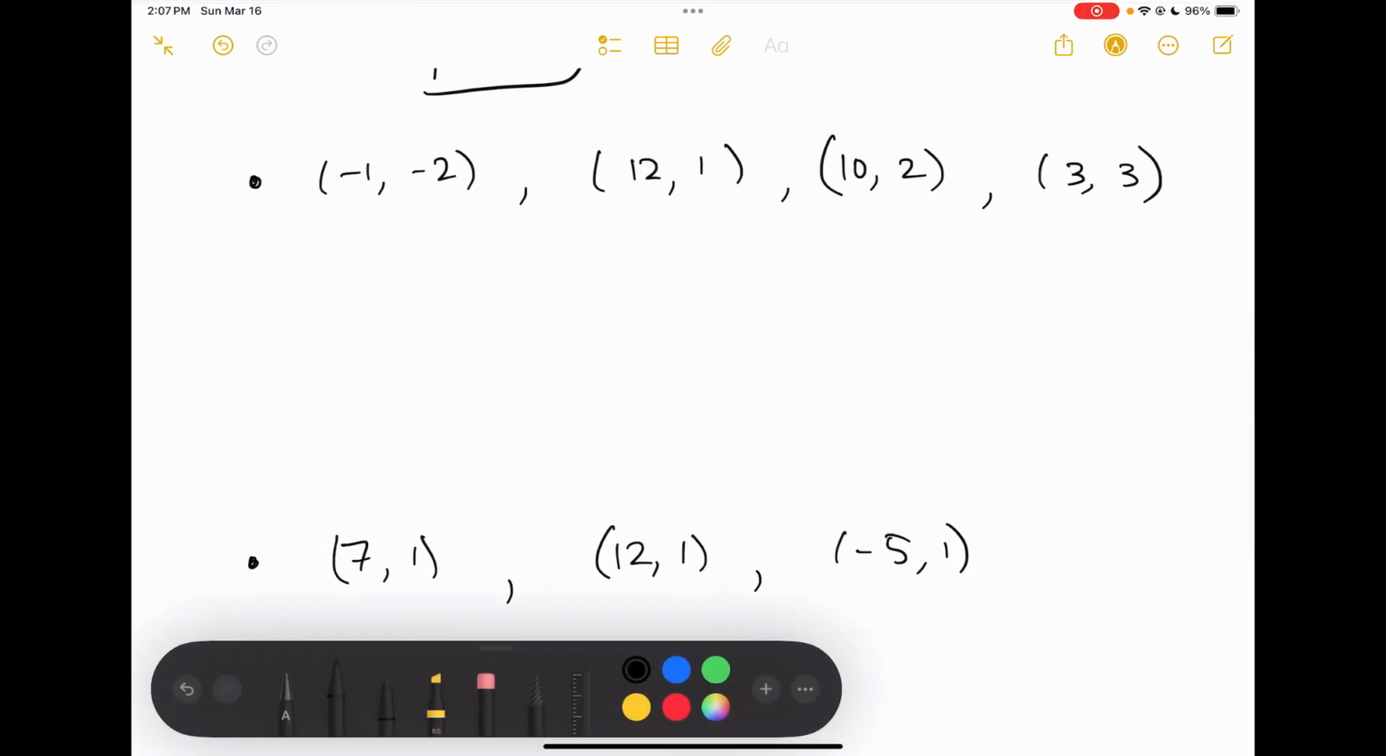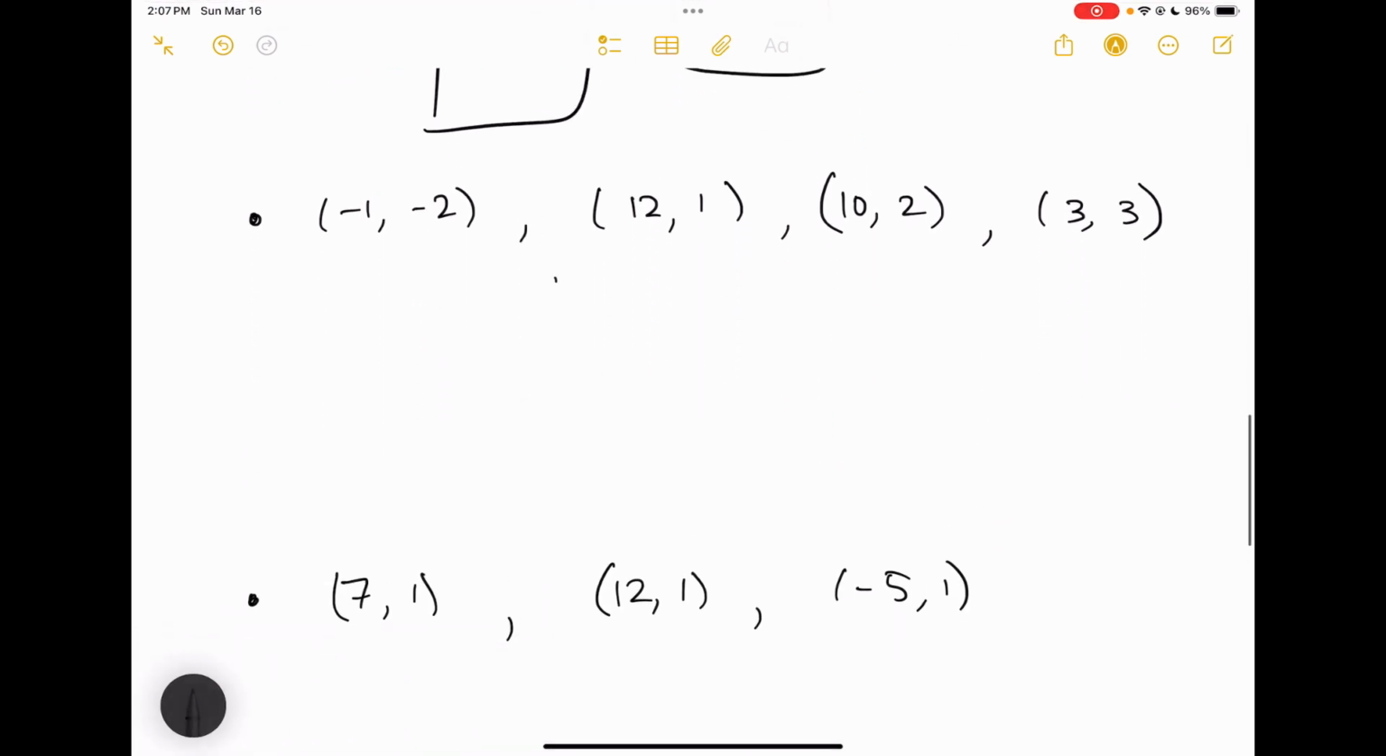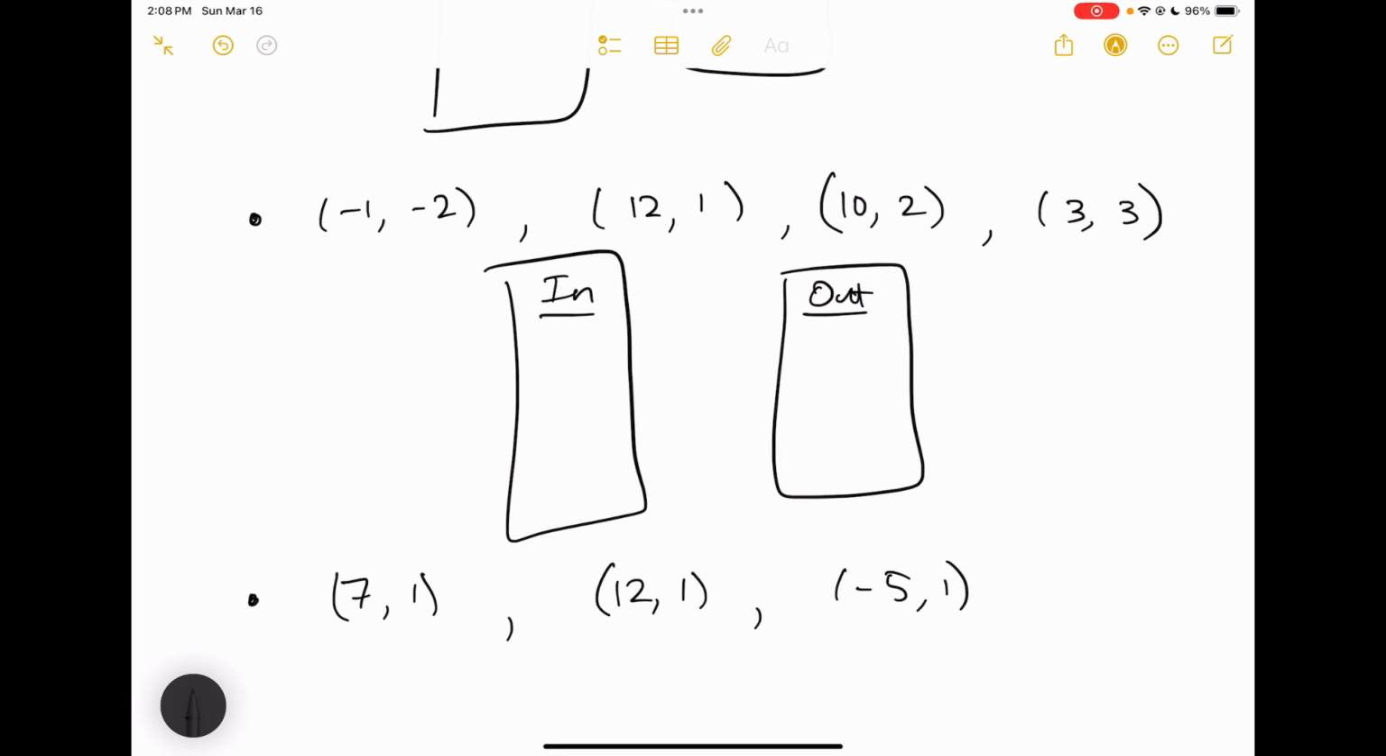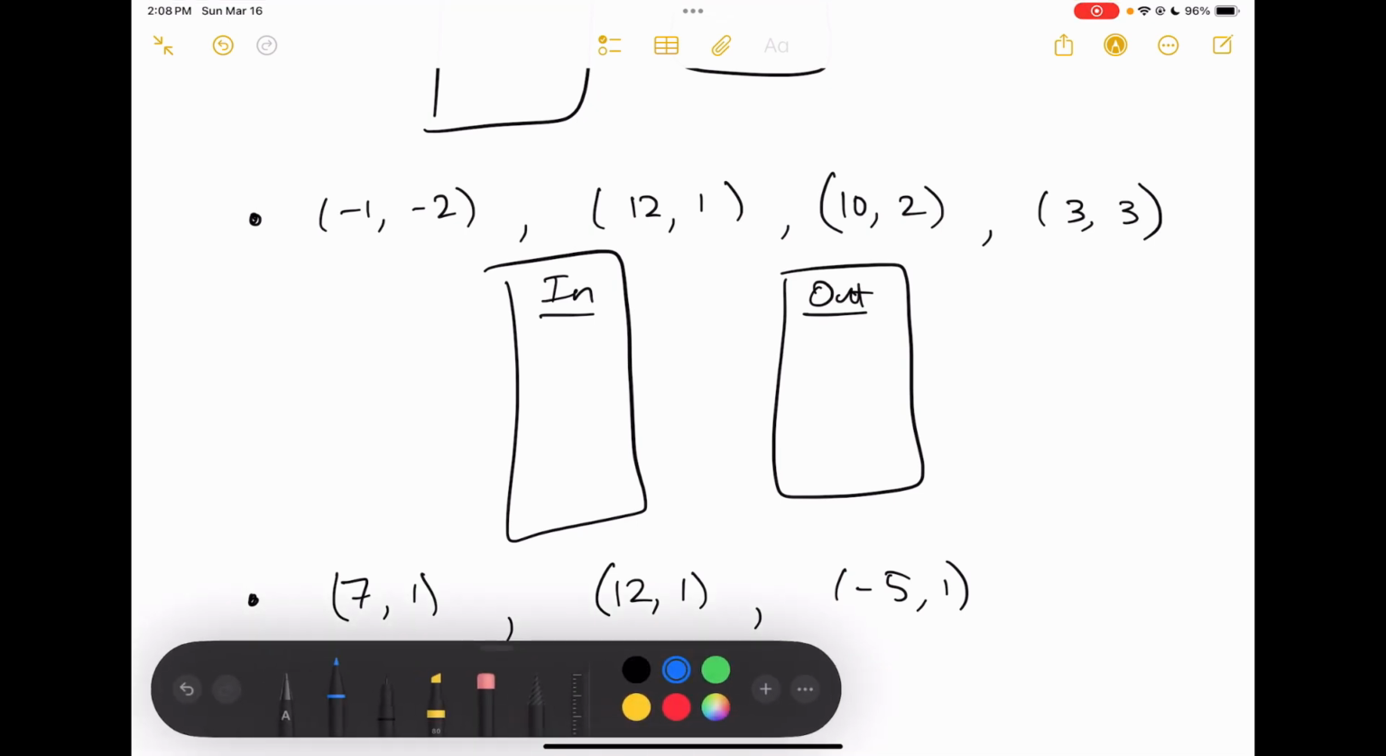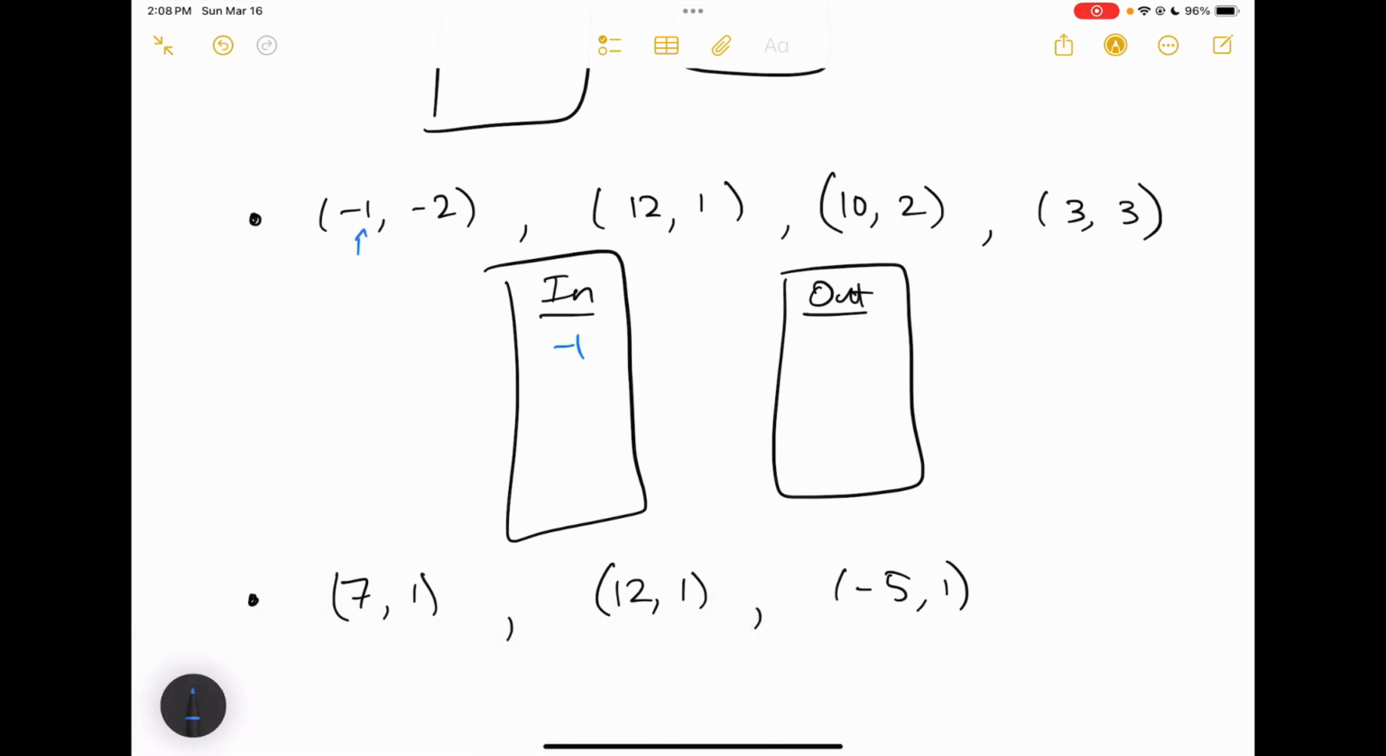Our next example will be this one. Once again, the first thing I should be thinking about is our input-output mapping, since I'm given a list of points. Let's write down each individual input. I see -1. The next x-coordinate is 12. The next one is 10. And the next one is 3.